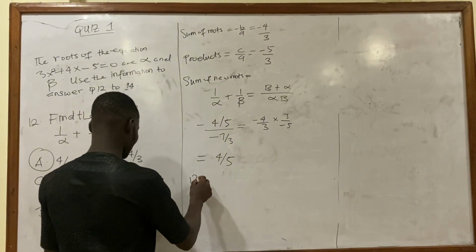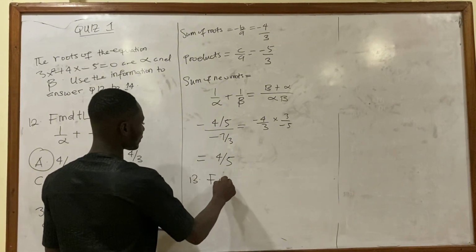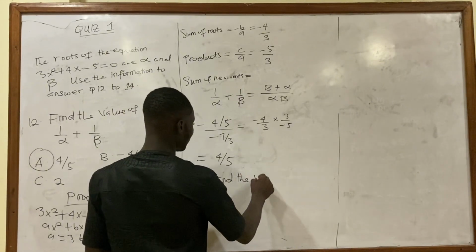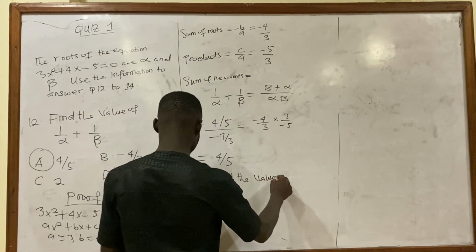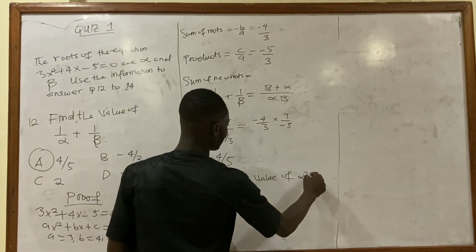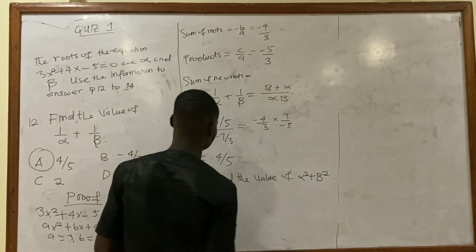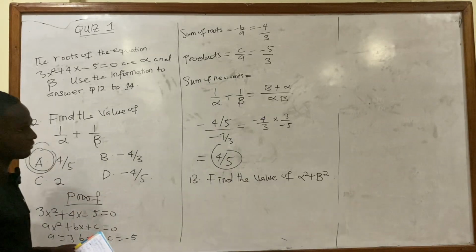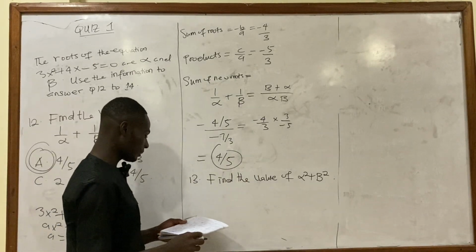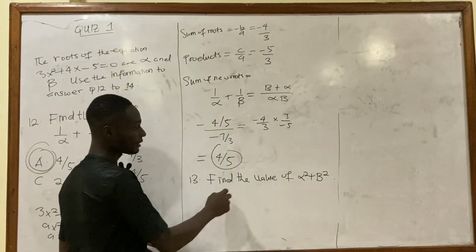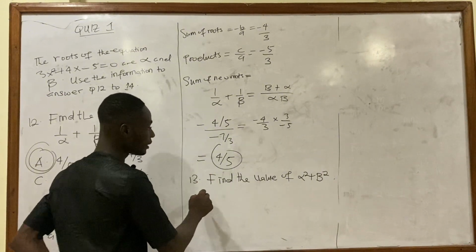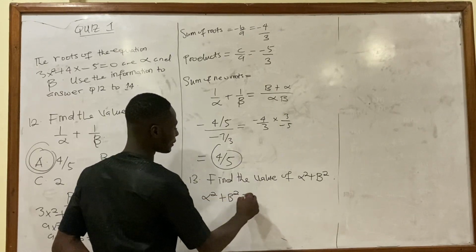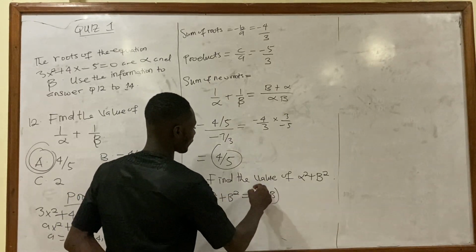Our 13th question says we should find the value of alpha squared plus beta squared. So this, we've confirmed over here, 4 over 5. And then alpha squared plus beta squared, we can simplify. You know that alpha squared plus beta squared is equal to alpha plus beta all squared.